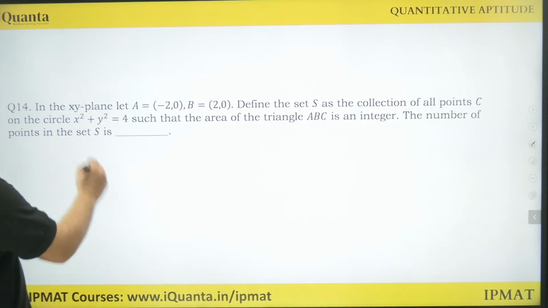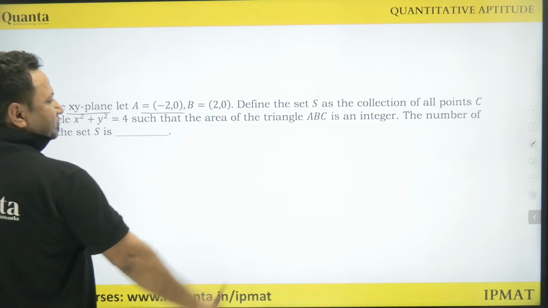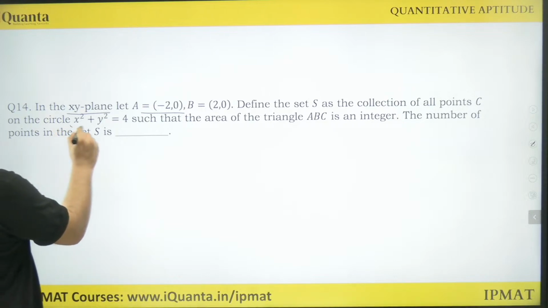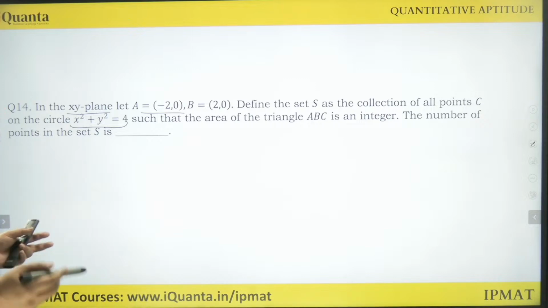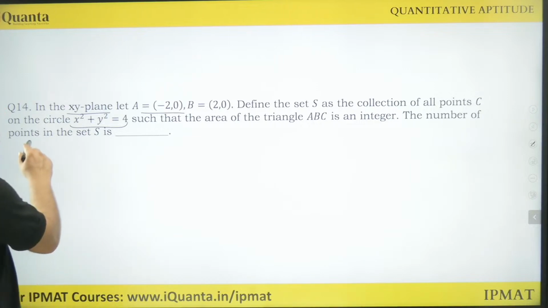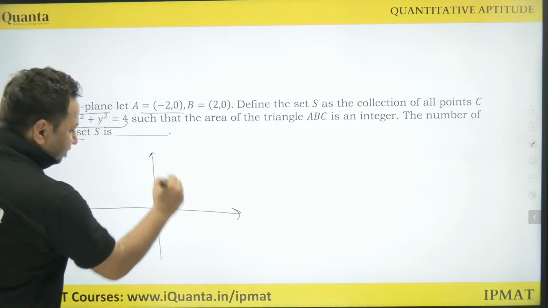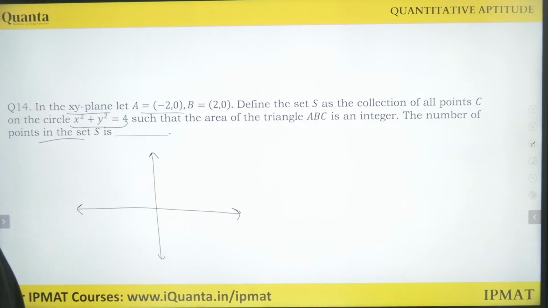Okay. In the xy plane, let A be (-2, 0) and B be (2, 0). Define the set S as the collection of all points C on the circle x² + y² = 4, such that the area of triangle ABC is an integer. The number of points in set S is what? First of all, let us try to visualize it through the graphs.